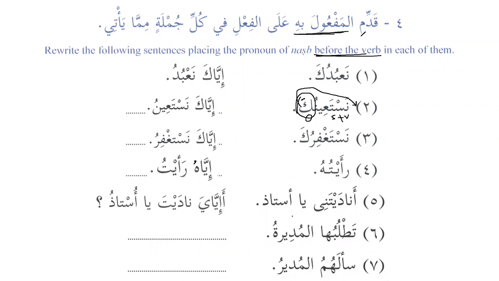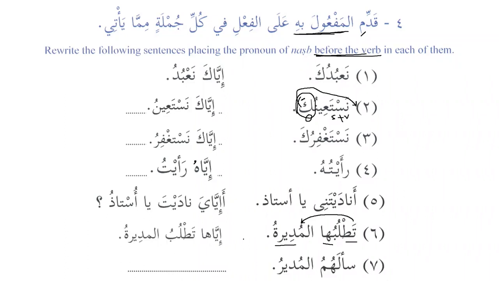And then we have tatalubuha al mudiratu. Now we have feminine here. Ha, and also the verb is for the feminine, and al mudira is also feminine. Of course, when the doer is feminine, then the verb has to be feminine. The headmistress wants to see her. Iyaha tatlubul mudiratu. Excellent.